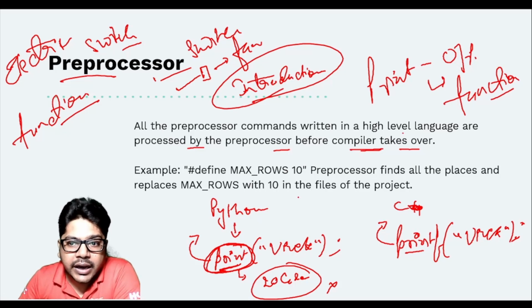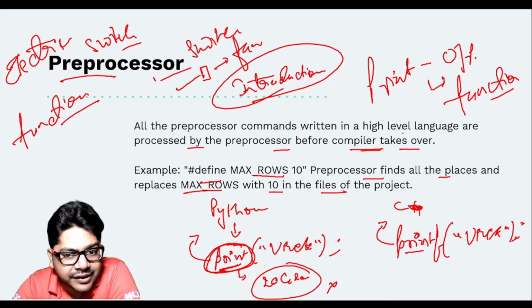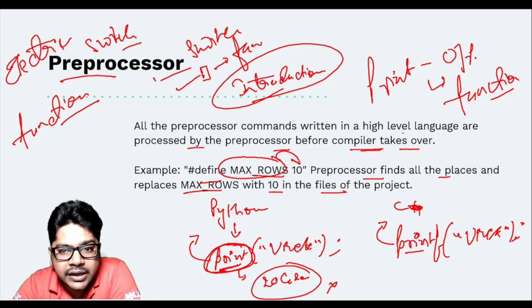Okay, so let's take an example like #define MAX_ROWS 10. So the preprocessor finds all the places and replaces MAX_ROWS with 10 in the files of the project. This is just another example. आपने क्या किया, आपने यहाँ पे एक max row लिखा, max row का एक वैल्यू दिया 10, और आप जहां जहां max row लिखोगे वहां पे कंपाइलर क्या करेगा, उसको रिप्लेस कर देगा 10 से, क्योंकि आपने ऑलरेडी वहां पे डिफाइन करके रखा हुआ max row 10. They have already defined it earlier.